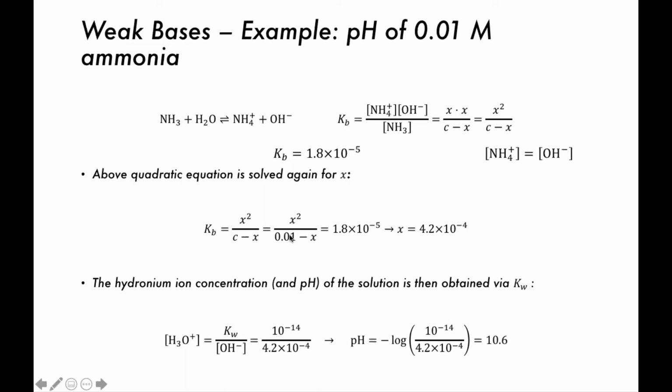So how did we solve this? Well, we just used the solver equation that we had before, for Ka. It's exactly the same. It's just that we substitute Ka for Kb.